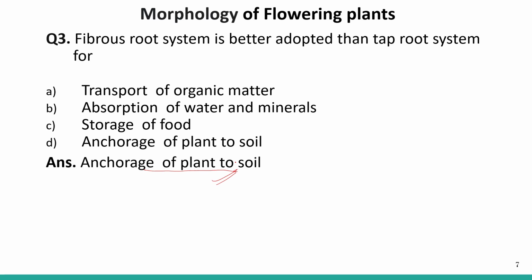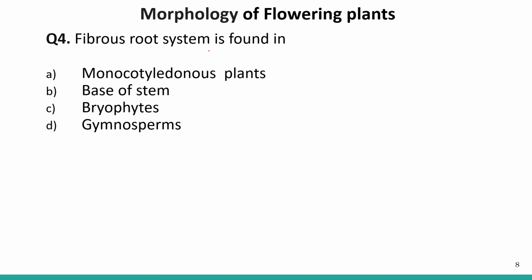Okay, next question. Fibrous root system is found in monocot plants, base of stem, bryophytes, and the gymnosperm. So bryophytes do not have a true root. They have rhizoids. Okay, and gymnosperms have the tap root, and in some species they also have the coralloid root, that is in the case of Cycas.